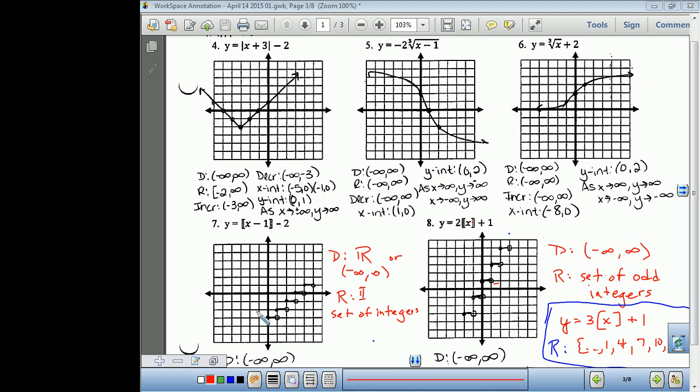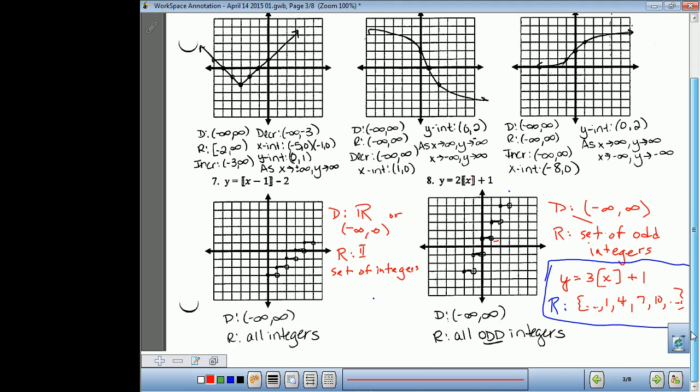Now on both of our greatest integer, aka step functions right here, our domain is a set of real numbers. On this one, because we're jumping up by 1, the range is a set of integers. But on this one, we're jumping up by 2. Because we start at 1, when we jump up by 2, we go 1, 3, 5. What kind of numbers are those? Odd. So this is a set of odd integers. What if there had been a shift here of positive 4? It would be the set of even integers.